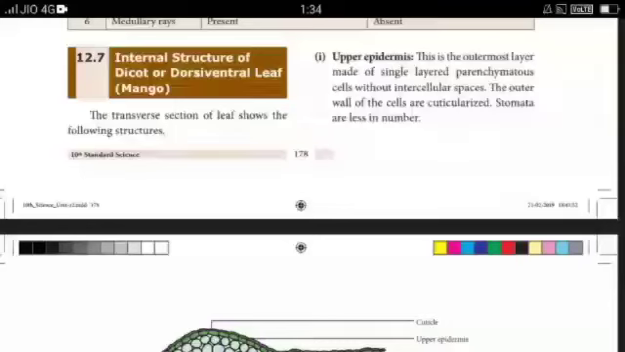Hello student, today we are going to see the topic internal structure of dicot or dorsiventral leaf in mango. First, dorsiventral means dorsal ventral. Dorsal means front side and ventral means back side. That means in a dorsiventral leaf, that is a dicot leaf, there will be two sides, upper side and lower side, front and back. This is what we can call a dorsiventral leaf.